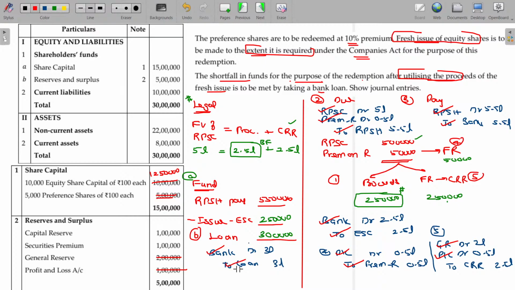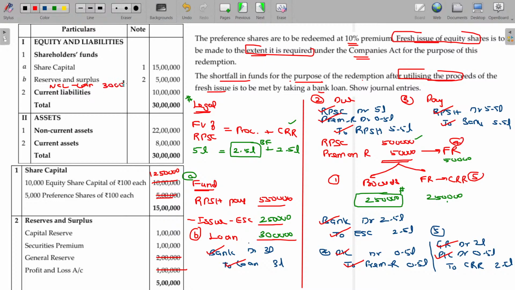And loan being 3 lakhs. May be addable here, 3 lakhs. I assume this is being non-current liabilities. Loan, the value being 3 lakhs.